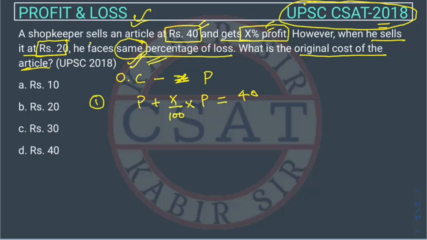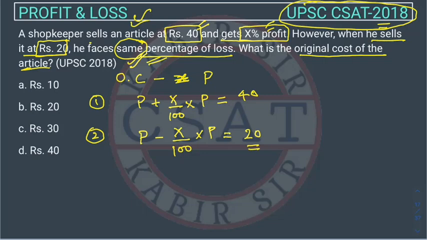So he's selling at 40 rupees and getting a profit of X%. In the second condition, they have given that he is selling at 20 rupees. So this is P, and what percentage of loss? There is a loss, so we will use minus and the same percentage, X% of P, is equal to 20 rupees. He is getting a loss of X% and the price is given as 20 rupees.